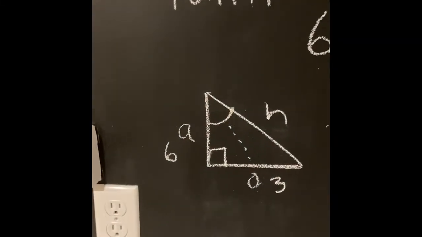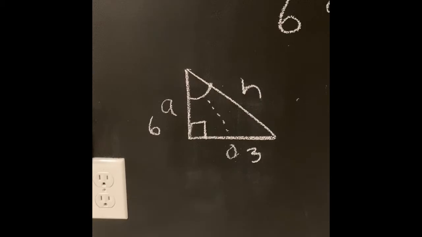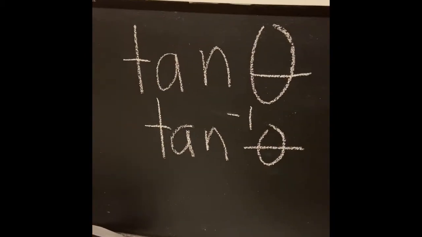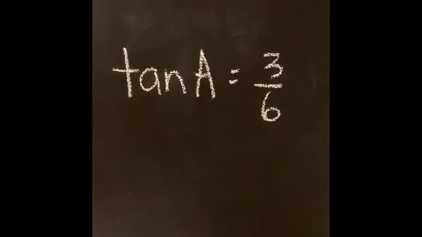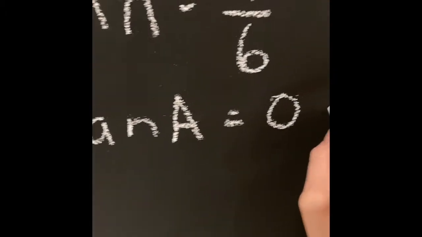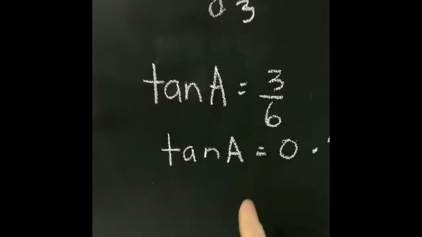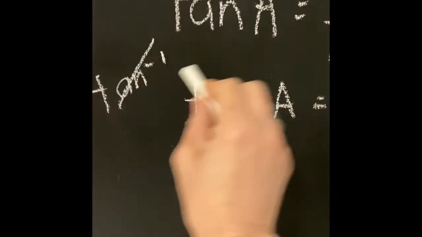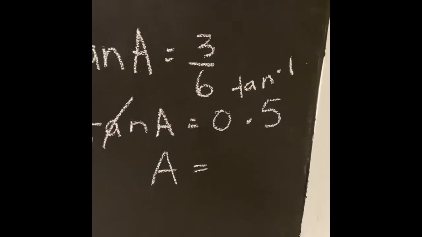So this is another question where I know two sides. The part I don't know is the reference angle. And anytime you don't know the reference angle, you're going to need to use the inverse of tan. My question is tan of the reference angle is equal to 3 over 6. So that means tan of the reference angle is equal to 0.5. If I want to move this tan away so I can find out what the reference angle is, I need to do tan inverse on both sides. So these tans cancel out, and I'm left with just the reference angle. And to find the reference angle, I need to do tan inverse or tan -1 of 0.5, and I'll do that right now.